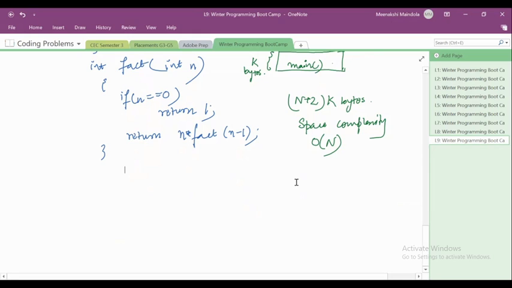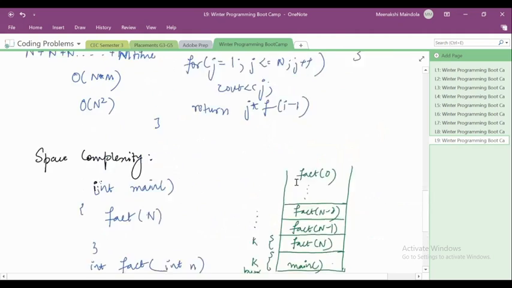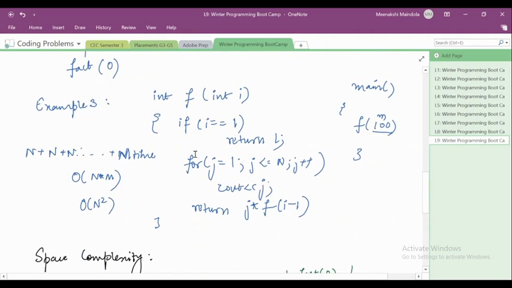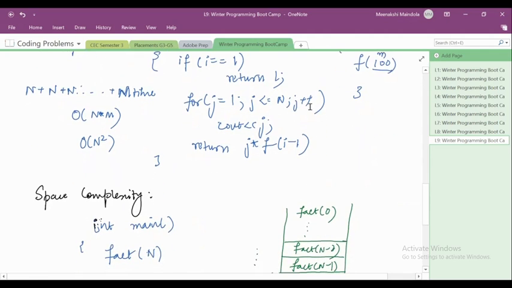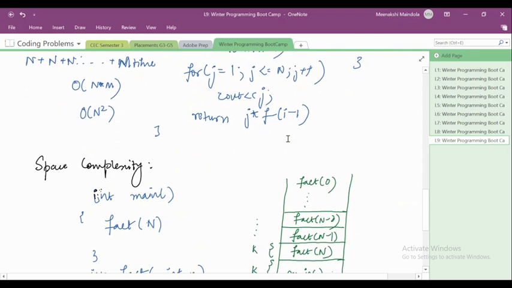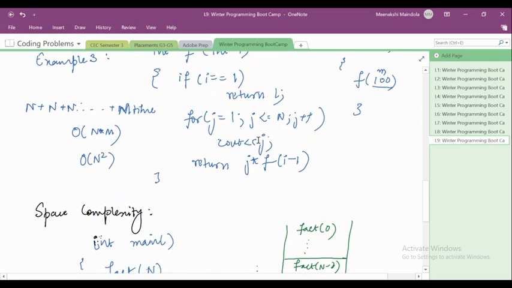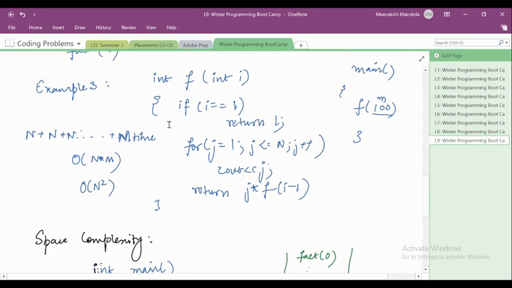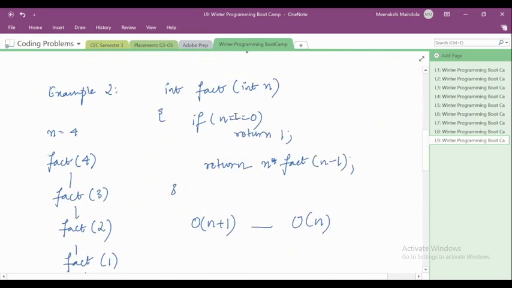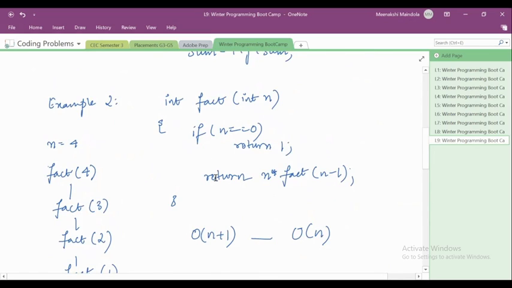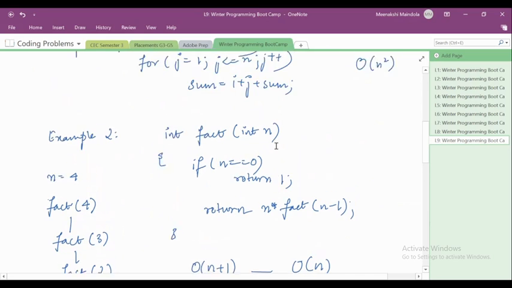What will be the space complexity of the above three examples? In this particular case, since you have a main function and in the main function you are calling this function f. Similarly, you are running a loop, but the loop has nothing to do with the space complexity. You are calling these functions, and these functions are going to take up space on the stack. So here also it is going to be order of n space for this example. For fact also, this is the same example that we have just looked at, order of n space complexity.